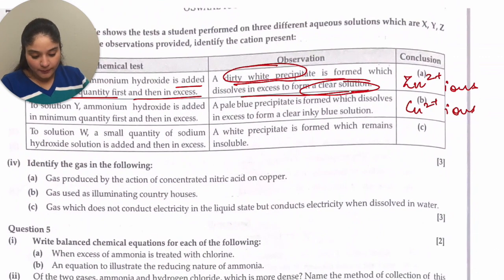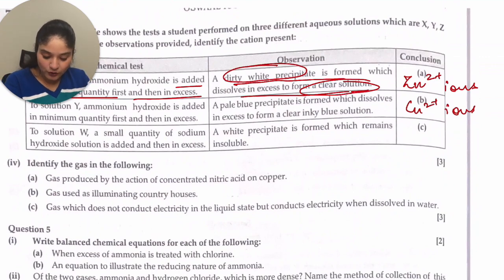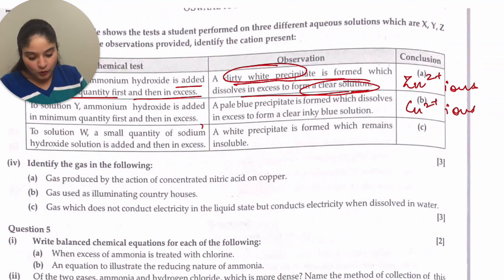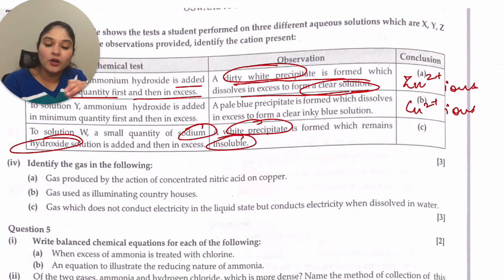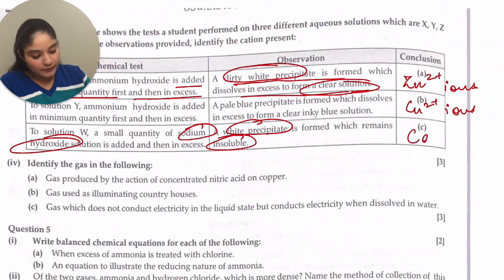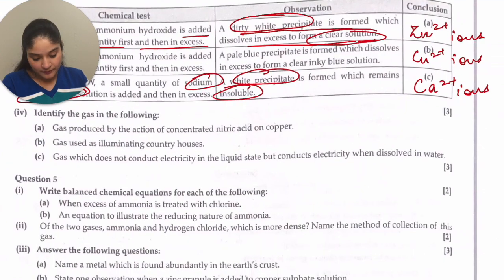To solution W, a small quantity of sodium hydroxide solution is added and then in excess, a white precipitate is formed which remains insoluble. So for sodium hydroxide, a white precipitate which is insoluble. All of these things indicate towards calcium. So calcium ions. Let's move to the next one.